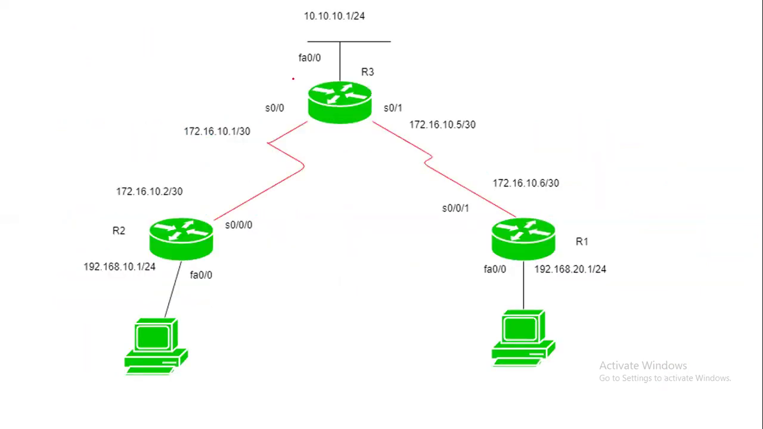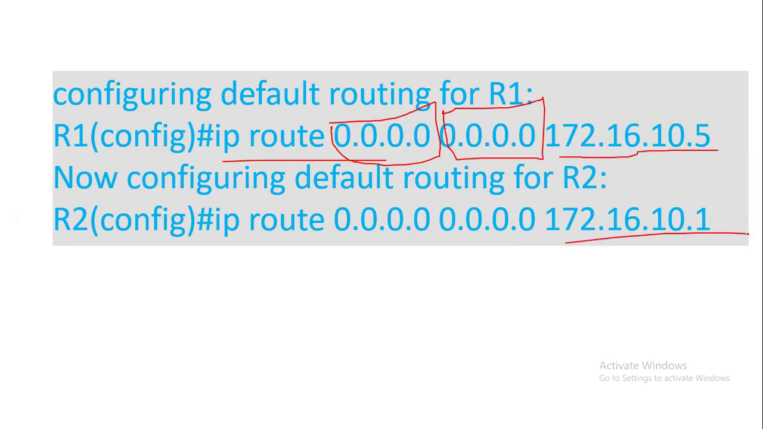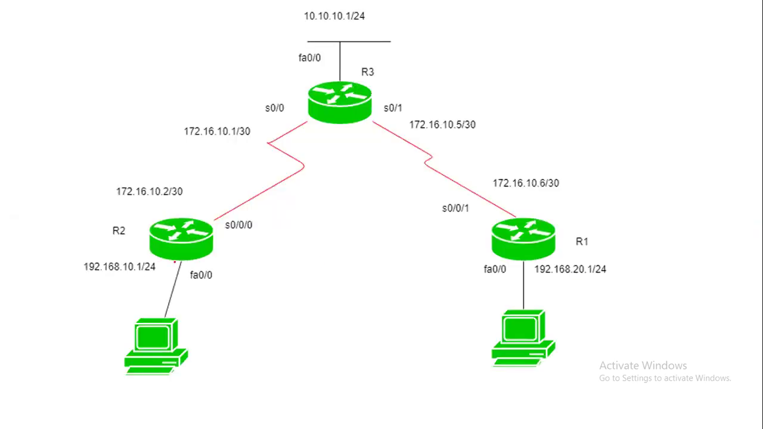Now let's take an example. You have R1, R2, R3, and which command will you use here? For R1 you will use ip route. The default route is 0.0.0.0, and the default routing subnet mask is 0.0.0.0. And for reaching R3, that is the next hop. For R1 to reach this, this is the next hop, and for R2, this is the next hop to the network.